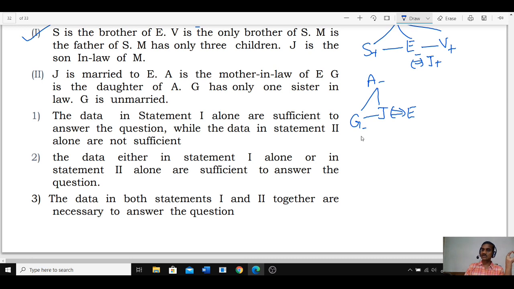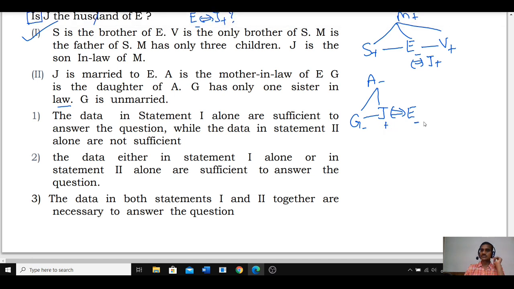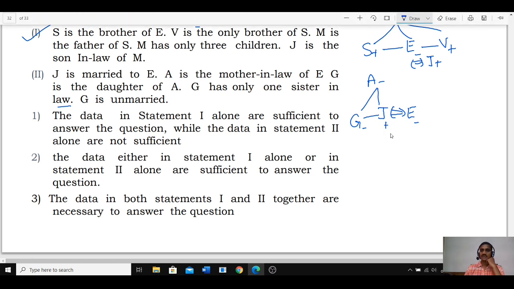Either spouse's sister or brother's wife. Spouse's sister is ruled out, isn't it? As spouse's sister is ruled out, G has only one sister-in-law. J is married to E. A is the mother-in-law of E. And G is the daughter of A. G is unmarried. Only one sister-in-law, here the brother's wife. This is one case.